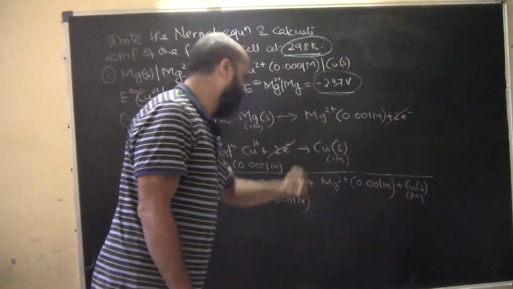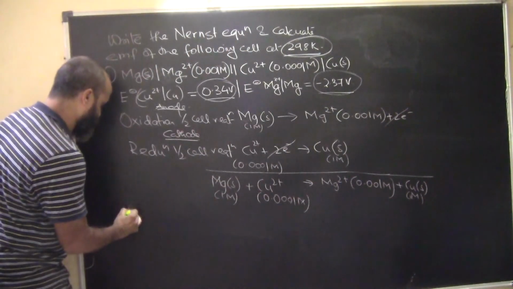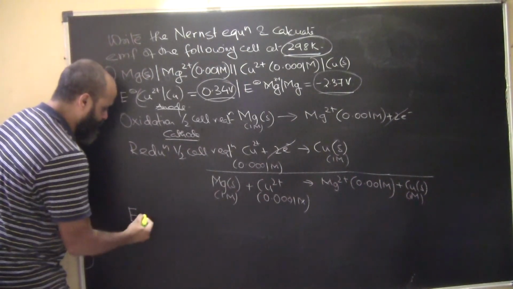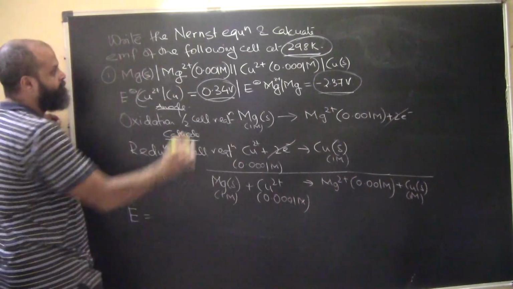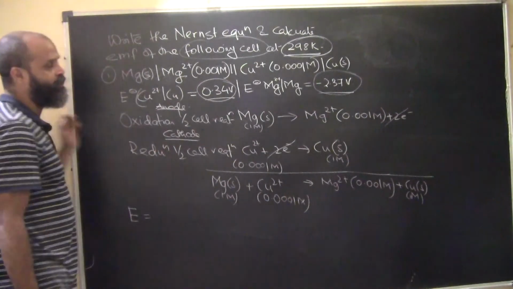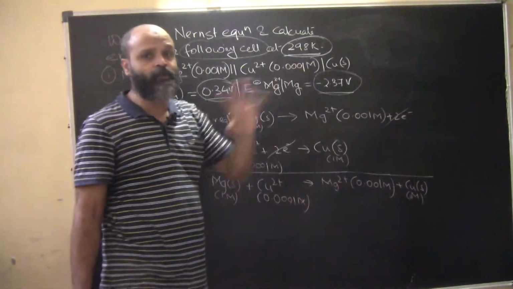Now we can write the Nernst equation here. So what is the Nernst equation? We have to write the Nernst equation and calculate the EMF of the following cell at 298 Kelvin. So you can directly write what?